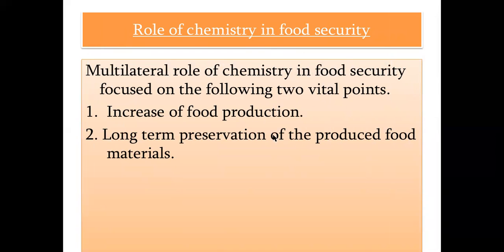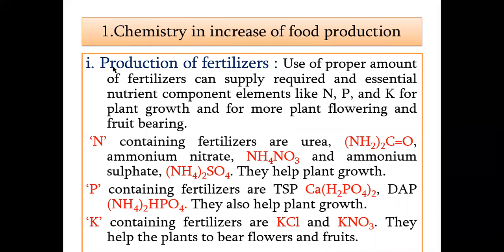Now, the role of chemistry in food security. To increase food production and for long-term preservation of the produced food materials, chemistry plays a very important role. To increase food production, at first comes the production of fertilizer, also part of chemistry. Nitrogen containing fertilizers are like urea, ammonium nitrate, ammonium sulfate; phosphorus containing fertilizers like TSP, triple superphosphate, DAP, diammonium phosphate; and potassium containing fertilizers are potassium chloride, potassium nitrate. These fertilizers help plant growth and help the plants to bear flowers and fruits.